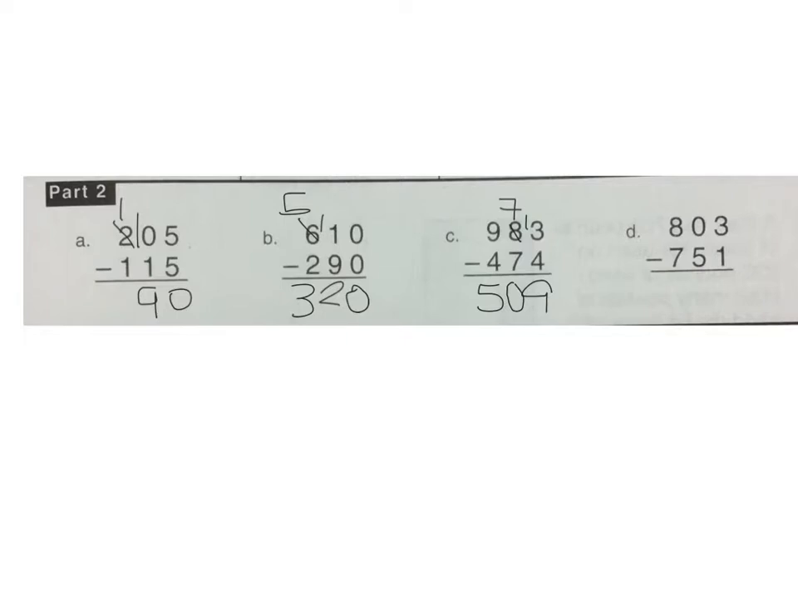For D, I'm in the ones column, and I have 3 minus 1 is 2. That's not a problem. But now I'm in the tens column, and I've got a 0. I've got nothing minus 5. So if I've got nothing, I can't give away 5. So I'm going to have to go next door and borrow. So I'm going to make that a 7, and now I've got 10 minus 5, which I can do. So I've got 52.